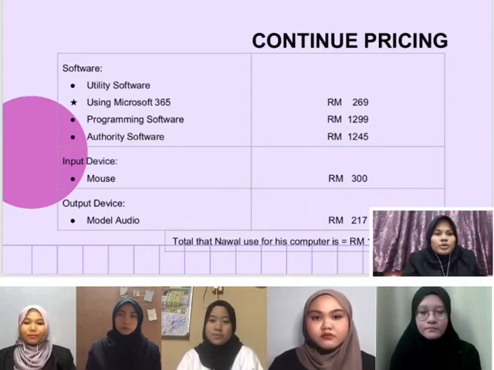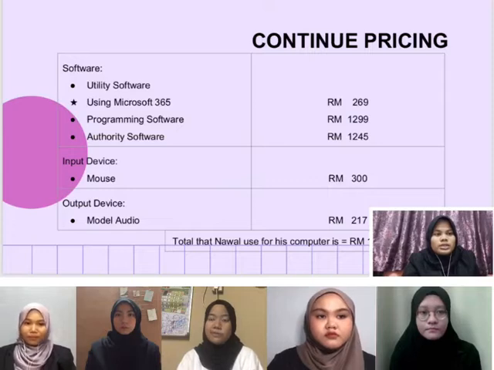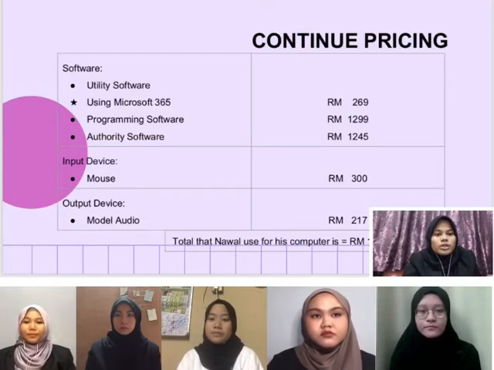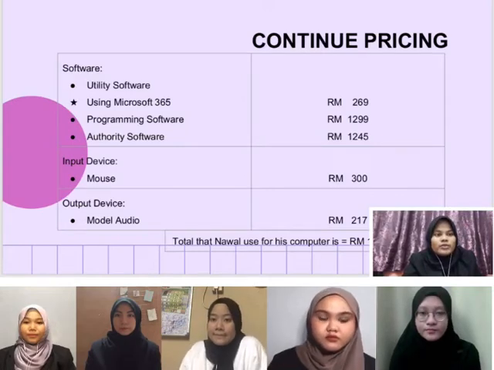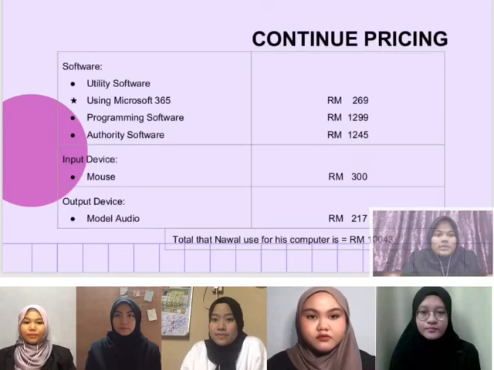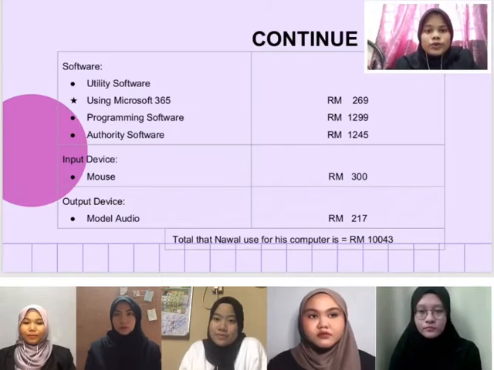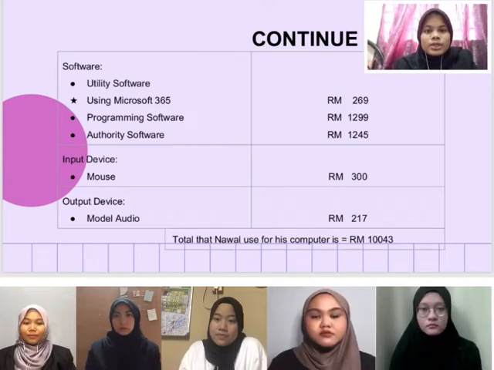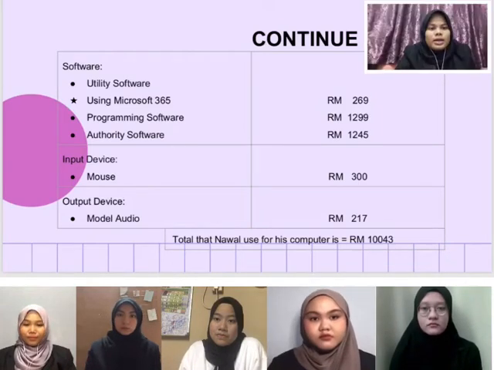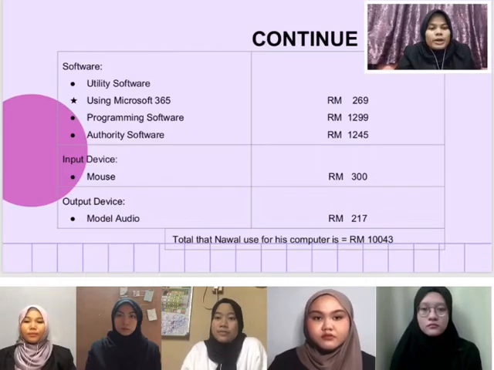Next, he used programming software, and the price is 1299 ringgit. And last, he used authority software, and the price is 1245 ringgit. For the input device, he used a mouse, and the price for the mouse is RM300. Lastly, for the output device, he used model audio, and the price for model audio is 270 ringgit. The overall total that Nawal used for his computer is RM10,043.